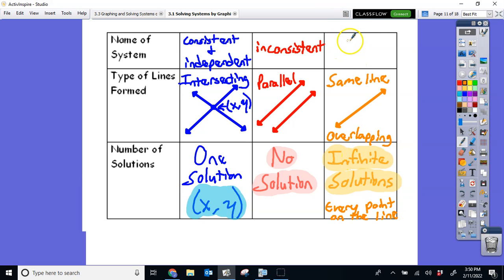So what would the name of this type of system be? Consistent. Wait a minute, Mr. Harrison, you already used that one. I know. Remember, consistent means it has an answer. Independent means it was only one. This one is actually dependent. Consistent and dependent.